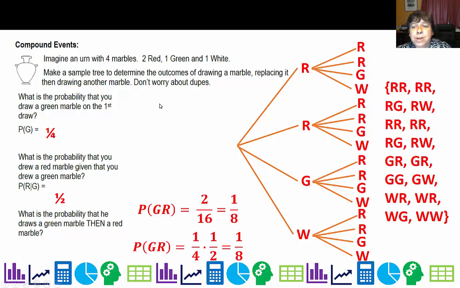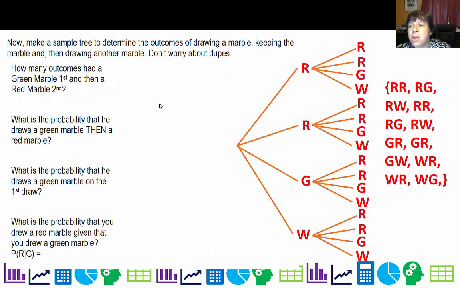Okay, let's look at the same urn, except this time we're going to not put the marble back. So I have my sample tree here. How does that change it? Well, this red marble is going to be gone. That should disappear. This is the second red marble, so that branch should disappear. The green, I can't draw it again because it's gone. And the white one, I can't draw it again because it's gone. So this gives me this smaller sample space that you see right here. There are only 12 possible outcomes.